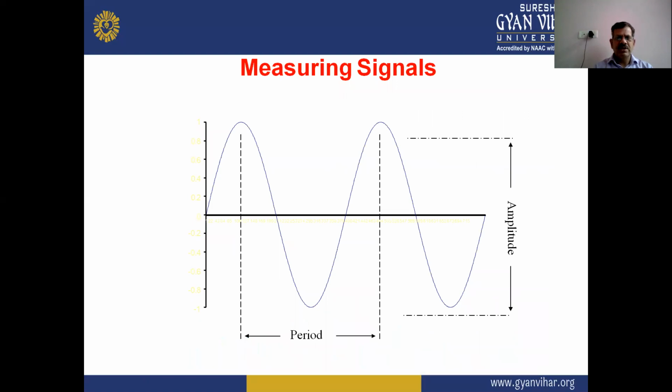So how can we measure a signal? We have two parameters in a signal. One is the amplitude and the second one is the time. So amplitude and period or time are the two measuring factors of a signal.